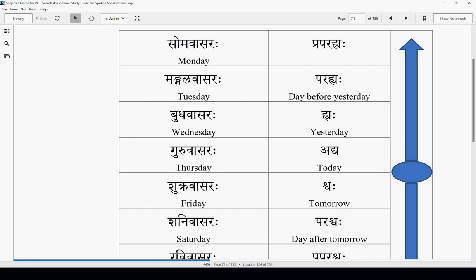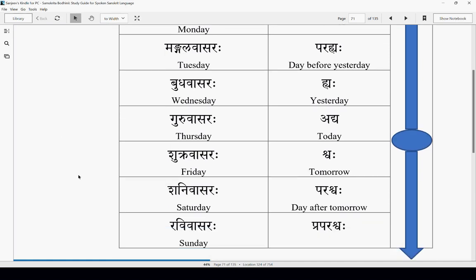The names of the days of the week are named on these. We can ask, what is Ravivasara? How is the sun a planet here? Is the sun a planet? No, the sun is not a planet. It's a star. So that's why the word graha is important here.